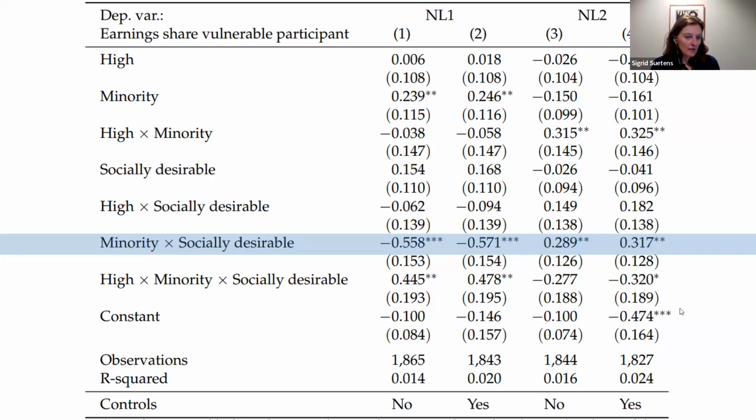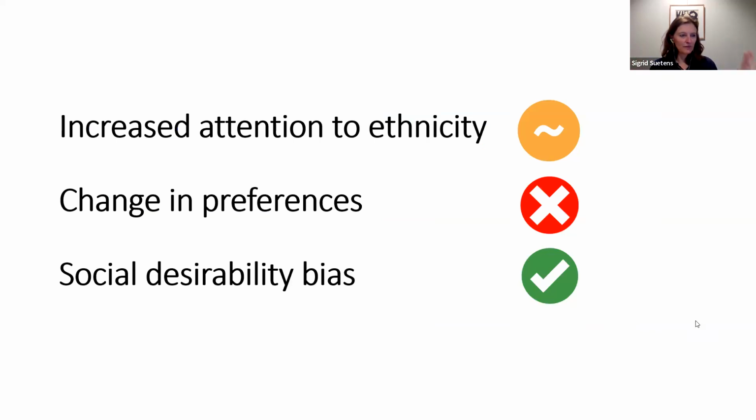So, okay, that's the social desirability bias. Let me very quickly give you an overview of how we see these mechanism results. First of all, the increased attention to ethnicity, we find partial evidence for it, in one of the experiments. We do not find, or at least there are no suggestions in the data, that the result we find is due to a change in genuine preferences. And third, there is definitely something in the data that connects to social desirability bias, right? So that's our conclusion for the mechanisms here.